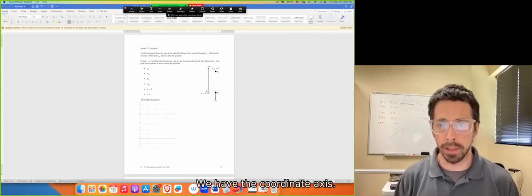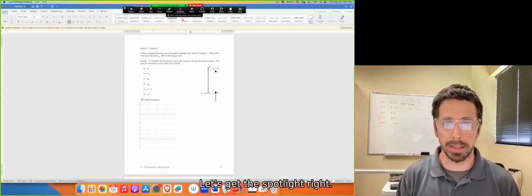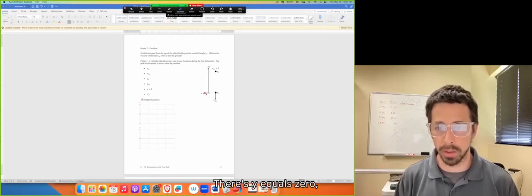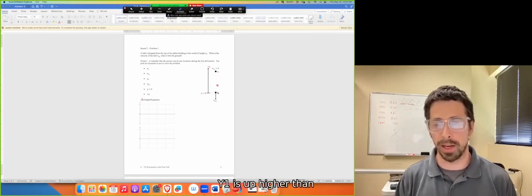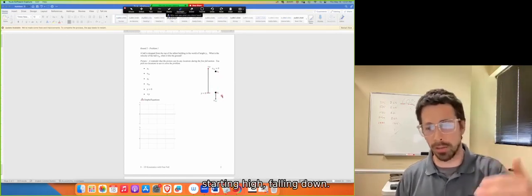We have the coordinate axis. There's my coordinate axis. There's y equals 0. There's positive going up. Looks like I have my 2 dots here. y1 is up higher than y2 because you have something that's starting high, falling down.